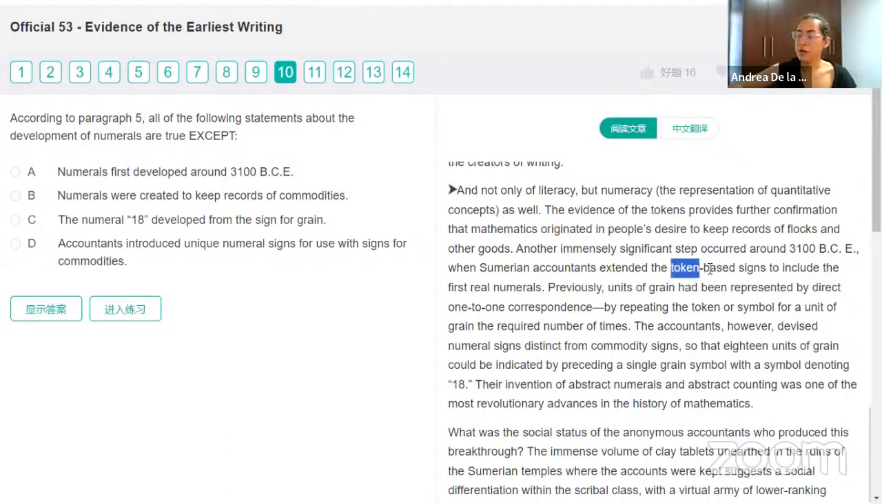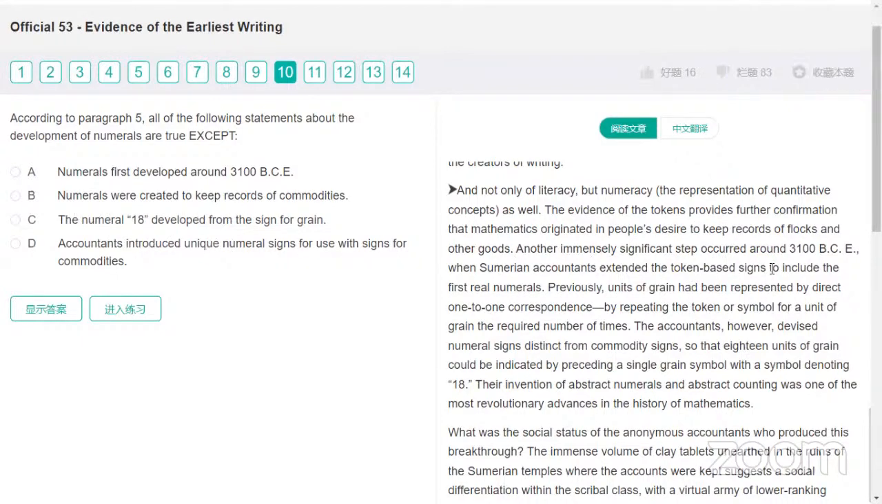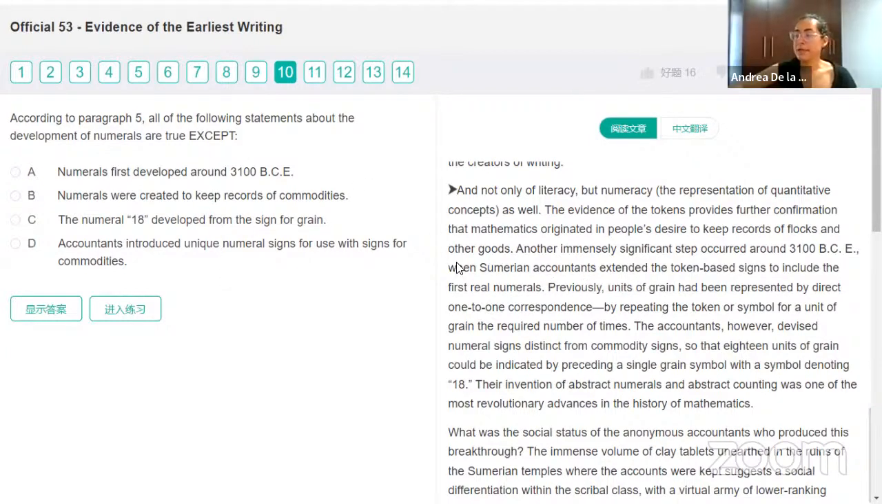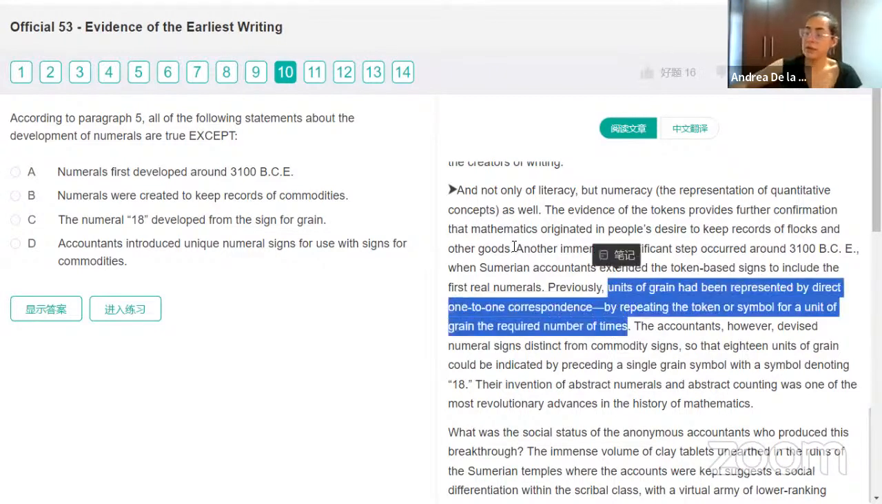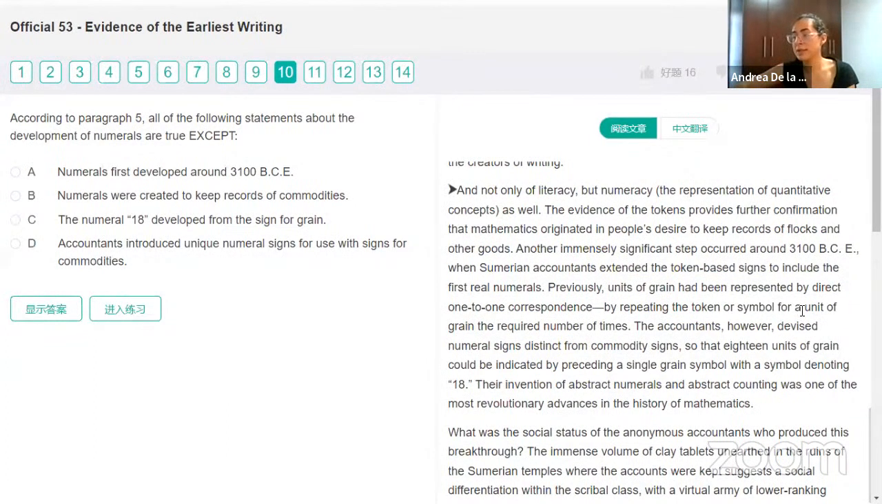What else? We also know that it was an extension of the token-based signs. No era una extensión de este sistema de fichas. So, do we have that option? No. I think not. Previously, esto es antes, units of grain had been represented by direct one-to-one correspondence by repeating the token of symbol by a unit of grain required number of times. Entonces, esto es lo que pasó antes. Antes las unidades de grano se representaban uno a uno. Entonces se repetía la ficha o el símbolo por una unidad de grano. Las requeridas veces, o sea, si habían 50 granos, 50 fichas, ¿no?